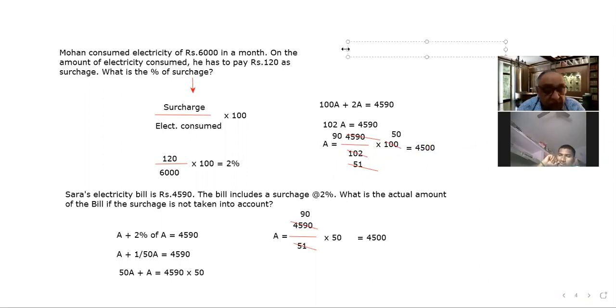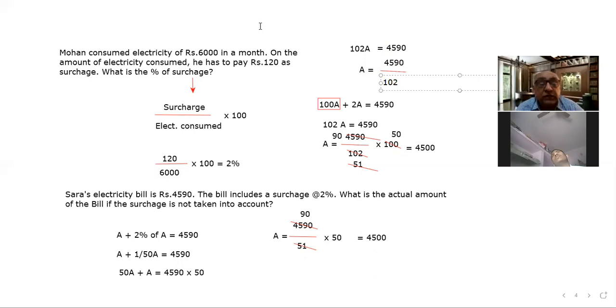So the total bill is 102A and your actual electricity consumed by you is only 100A, because the bill has been assumed equal to 100A as it is in the percentage form. So 102A is equal to 4590, and we will find the value of A here. A is equal to 4590 divided by 102. So it will be easier for you, 102.